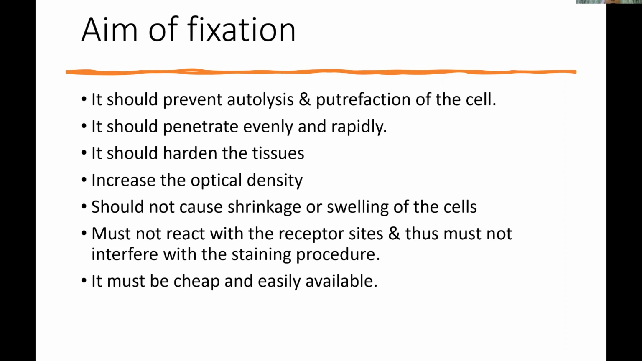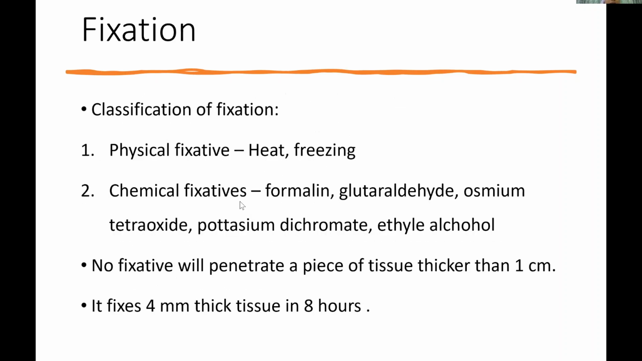If the formalin or fixation causes the tumor cells to become very enlarged, it's quite difficult for us to see the morphology. Also, the fixative must not react with the receptor site, and thus must not interfere with the staining procedures, and it must be cheap and easily available. There are two types of fixation: physical fixation, for example heat and freezing, and chemical fixation, formalin. There are many more types of chemical fixation, but the most common one we use is formalin because this one is the most established fixation.